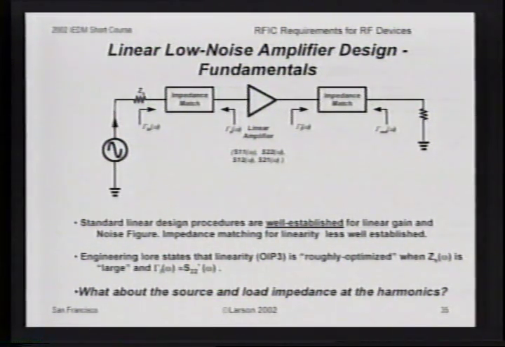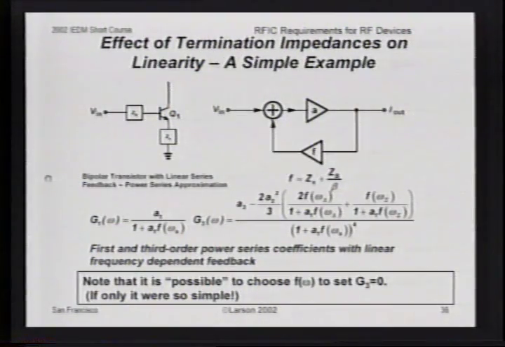And then the question is, what can we do? Is there anything else that we can do to the device at the circuit level to improve the linearity? And then that raises the question, what about the source and load impedance at the harmonics? This is a plot of a typical common emitter low noise amplifier with generalized impedances both at the base and the emitter.